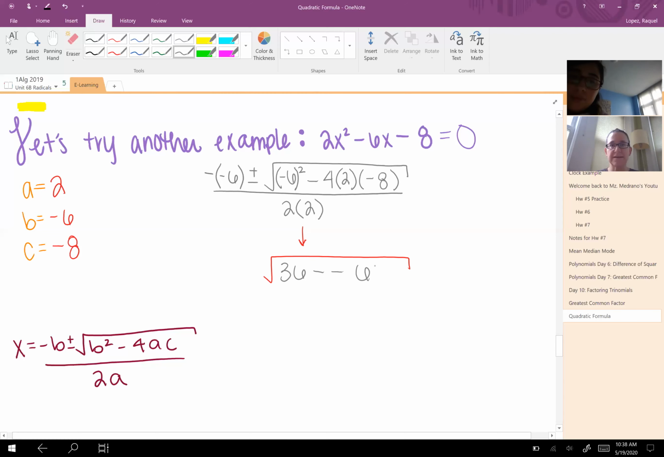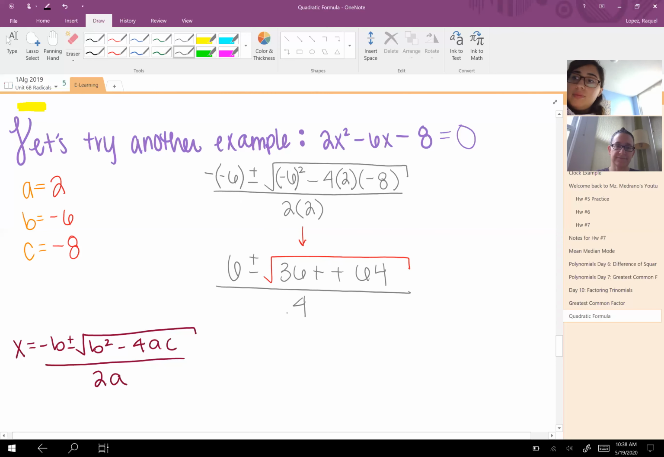And I can write that deliberately, or I could go ahead and say plus 64. Either way is fine. And right before that square root symbol was the plus or minus. So I'll put that back in. And the opposite of negative 6, well, the negative and the negative become a positive. So the numerator should be 6 plus or minus the square root of 36 plus 64. And this is all over our denominator, which ended up being 4.